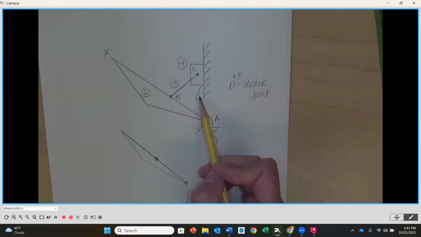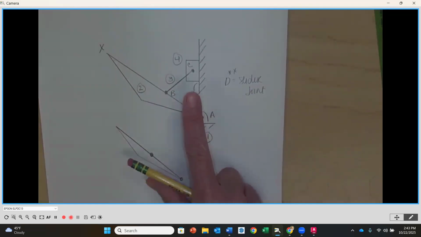So don't forget D when you've got sliders. If you do, you're going to do your mobility equation, and be like, I'm not getting one. I'm getting something else, or I'm getting a negative value. That's not right. If you get a negative value, that isn't right for a mobility calculation. Okay. So usually if it's a slider, you might have forgotten your D.